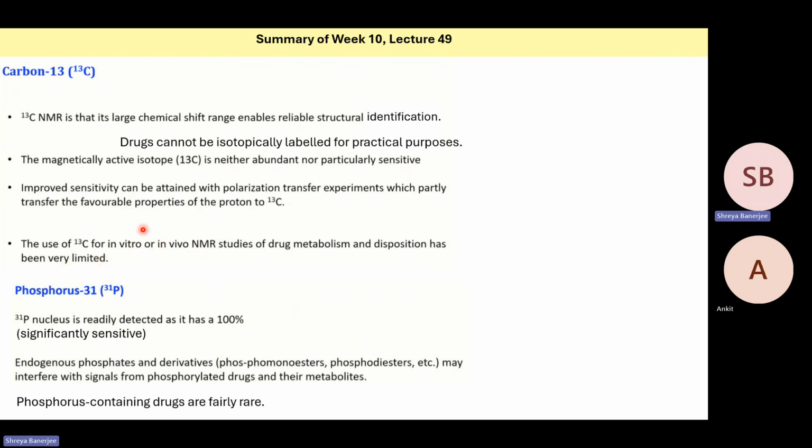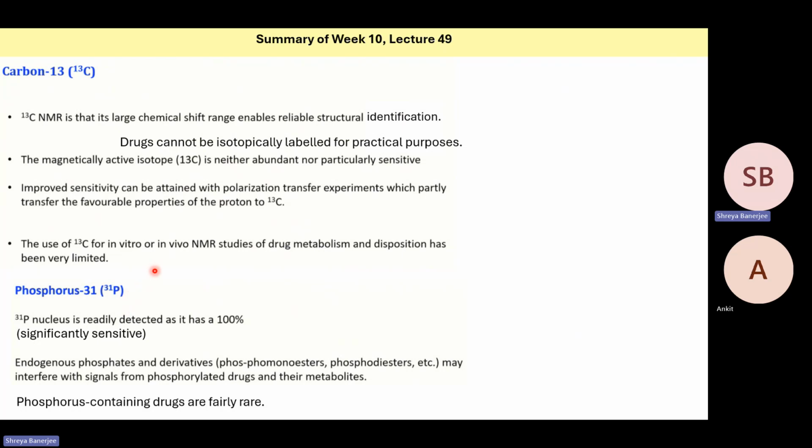In vitro is also limited because whatever drug you have taken, that is the one which is dispersed in your blood or plasma, and then you take a sample of the blood and plasma to study the drug metabolites. But the initial drug itself cannot have 13C because that causes health problems. And so you have to deal with the natural abundance of 13C, which is 1.1%. So it is very difficult to study in vitro or in vivo NMR by 13C.